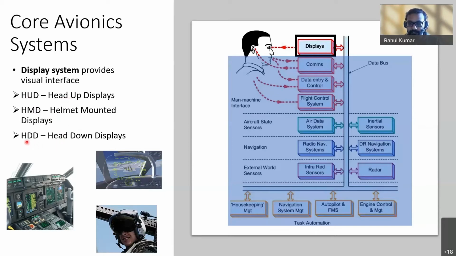Okay, and then you have head-down display. So these are your head-down displays. If you want to access any information, you have to look down into the displays. We are going to study them in detail in the future classes.